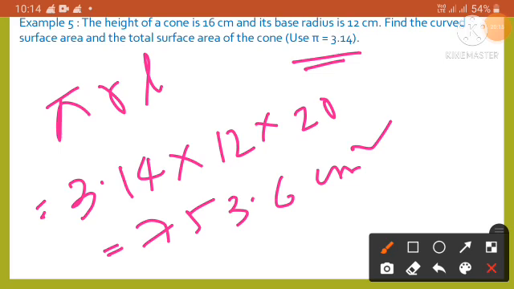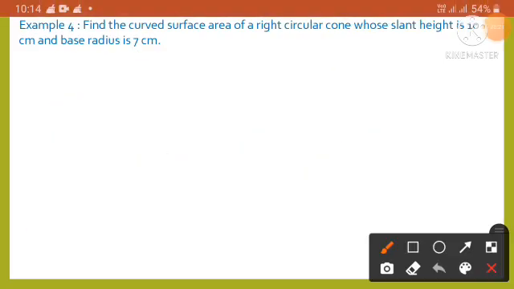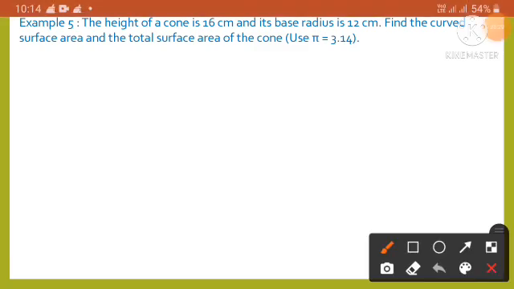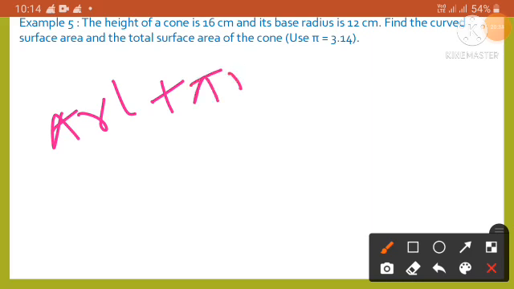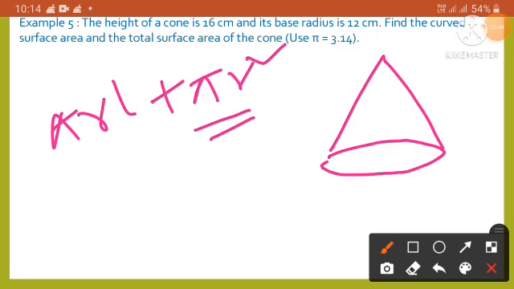Okay. Now it has the base. That means the total surface area will be, we know, pi r L plus pi r square, as the base is present here, so we have to add this portion also. That means in this cone we are having this portion, that's why we are adding pi r square to the pi r L, the curved surface area.